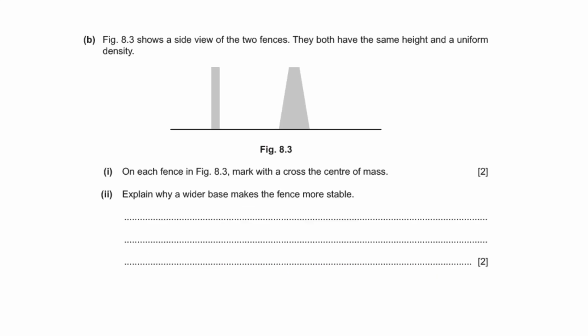Next, part B. It says figure 8.3 shows a side view of two fences. They both have the same height and a uniform density. On each fence, mark with a cross the center of mass. For example, the center of mass is somewhere in the middle. For this one, the base is a little bit wider, and the center of mass would be somewhere here, on a lower side.